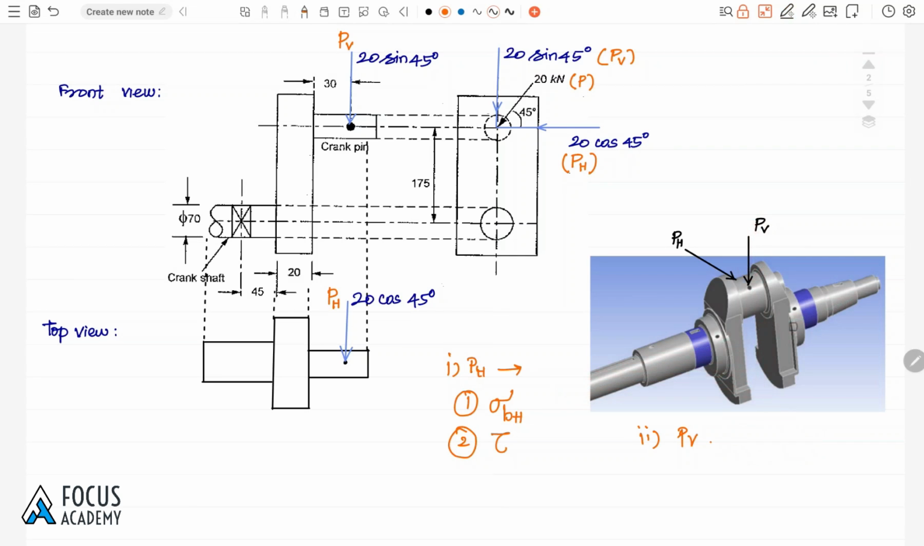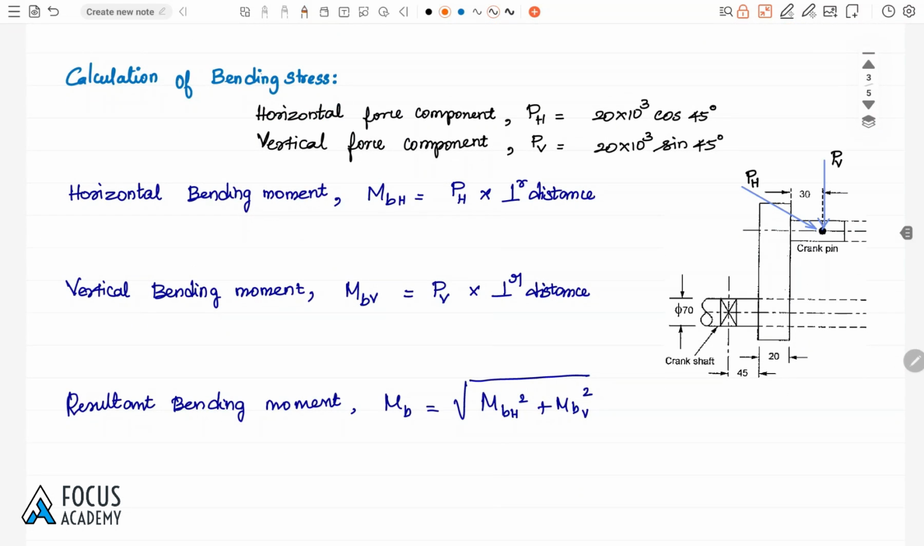So we need to calculate three different stresses. Due to the horizontal component, there are bending stress and turning moment that may cause shear stress. And then due to the vertical component, there will be a vertical bending. So these three stresses we have to calculate, and we have to calculate the resultant bending stress. So bending stress and shear stress we need to calculate from the given loading condition, and after that we have to substitute in the maximum shear stress formula. Fine. Next, one by one we can calculate the values.